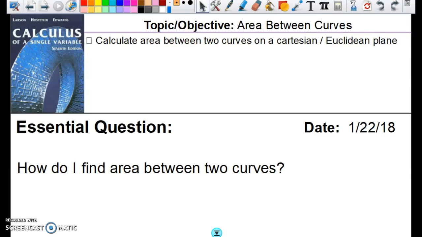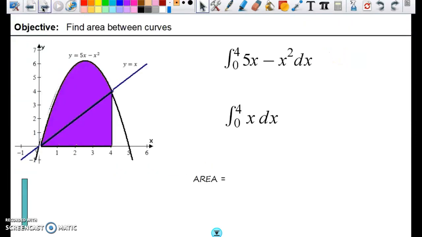Okay, welcome to the first lesson of calculus flipped. So, today our goal is to calculate area between two curves in our Cartesian or Euclidean plane. This is the normal xy axis that we know and love. It's just the formal name for it. And our goal is to find area of shapes that we don't normally find area for.